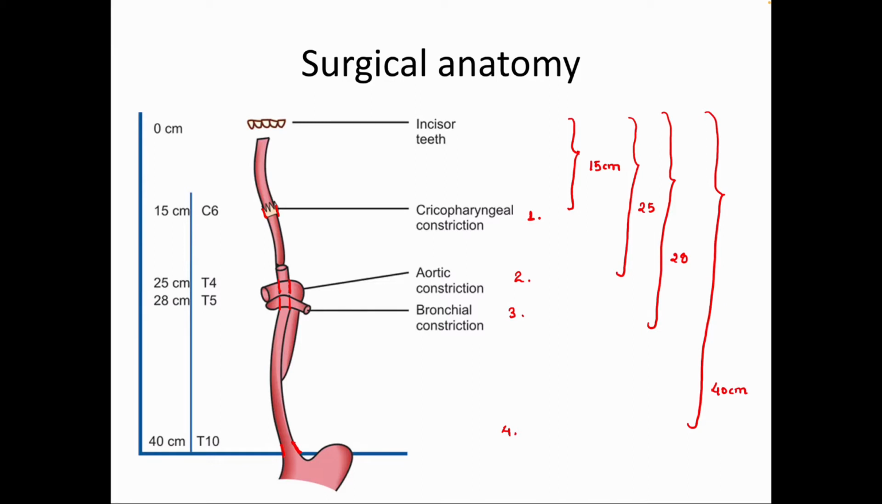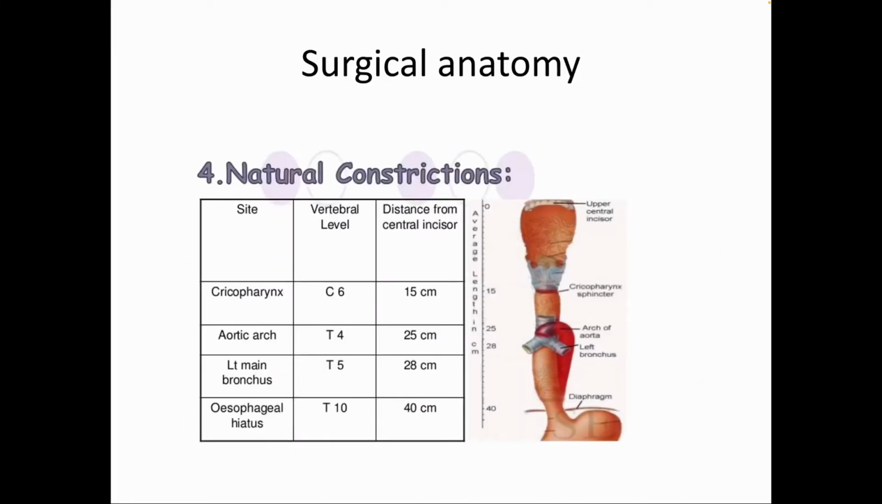What is the importance of knowing these constrictions? So whenever an endoscopy or instrumentation is done in the esophagus, these are the sites where resistance will be felt. Okay, these are the sites where the esophagus will be narrow, and among all these constricted sites, the cricopharynx is the narrowest part. It is the narrowest part of the esophagus, and that's why it is the most common site for foreign body impaction. It is the most common site for esophageal perforation also. Okay, so remember the constrictions of the esophagus.